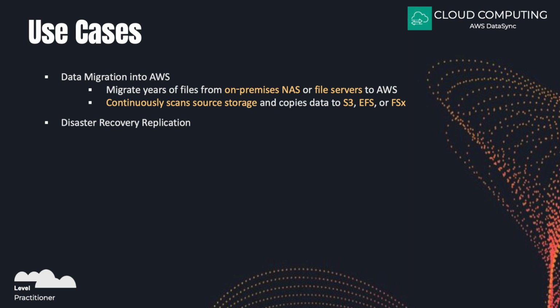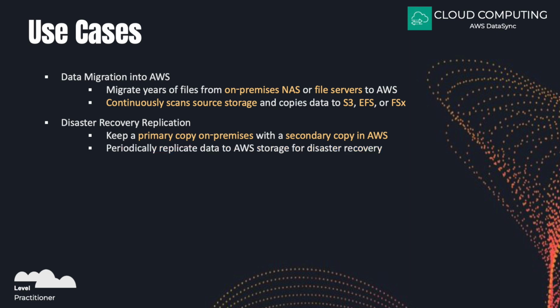The second use case is replication for disaster recovery. In this scenario, you might keep your primary copy of data in your own data center, but also want a second copy in AWS as well, in case something goes wrong locally or something similar. DataSync can periodically replicate your data into AWS storage, so if your main site experiences a failure, you still have a relatively up-to-date copy of your files in the cloud.